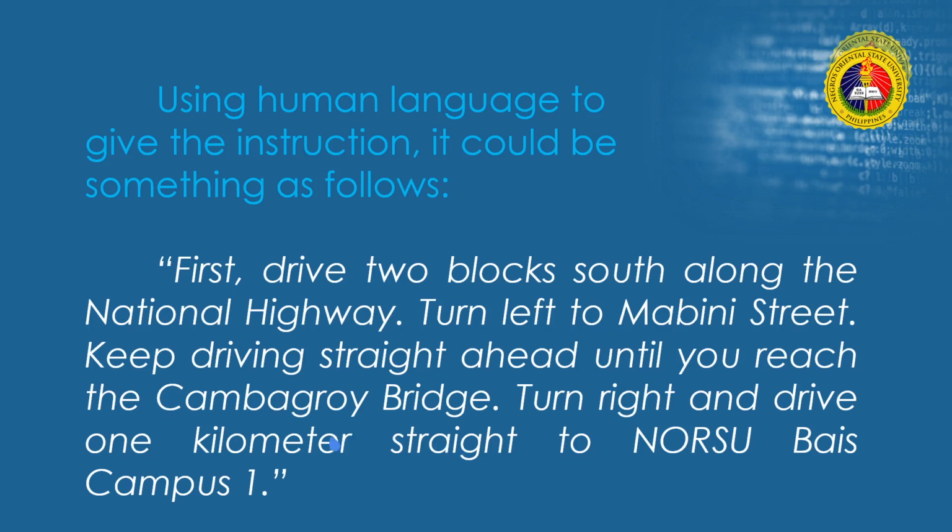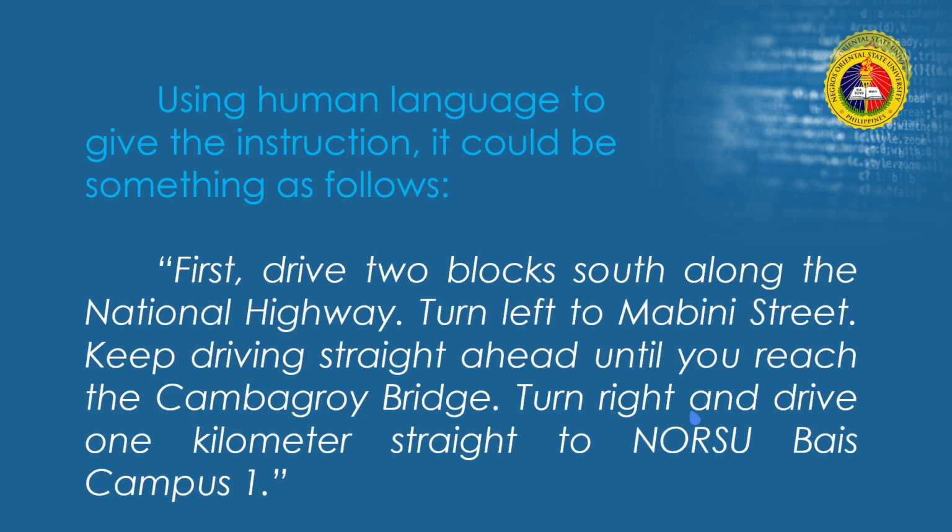Keep driving straight until you reach the Cambagroy Bridge. Then turn right, though you don't necessarily have to turn right, because the road turns by itself. Drive 1 kilometer straight to NORSU Campus 1, and you will see NORSU Campus 1 on the left side. So using this instruction while driving, do you think you'll be able to reach NORSU Bais Campus 1? Yes, sir. The instruction is very clear.